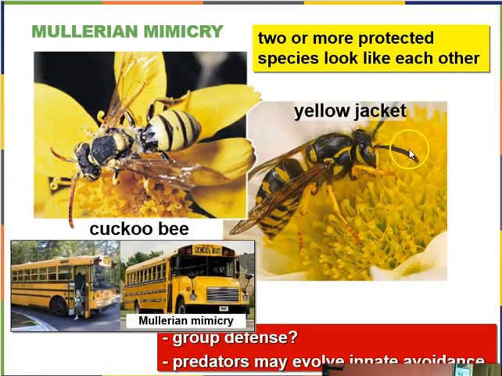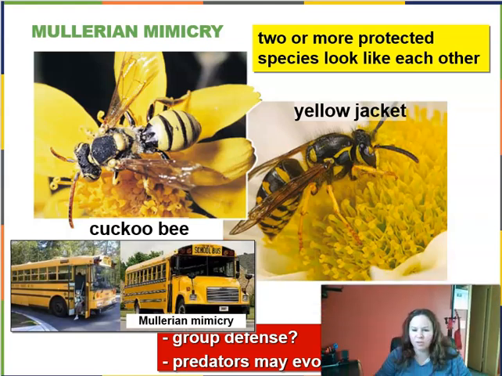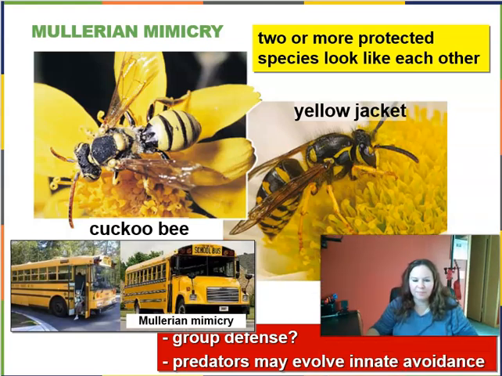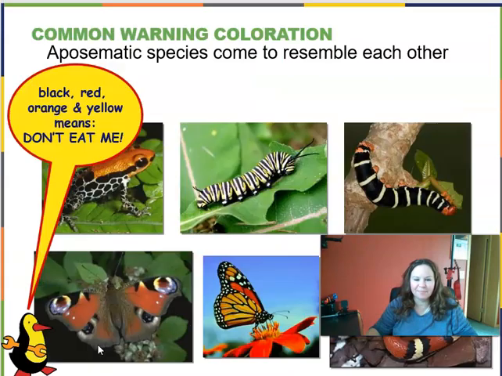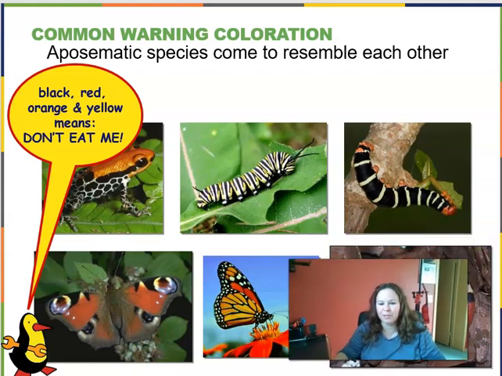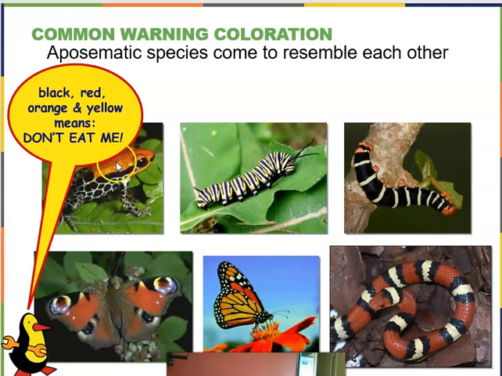Mullerian mimicry, where two or more protected species look like each other to reinforce that, to let everybody know that this coloration means don't eat me. Like the school buses down here. To reinforce we are school buses. They're very similar but look a little bit different. There's some aposematic species that come to resemble each other. Black, red, orange, and yellow means don't eat me. Do you recognize any species on here? Like the monarch. I at least recognize that one.